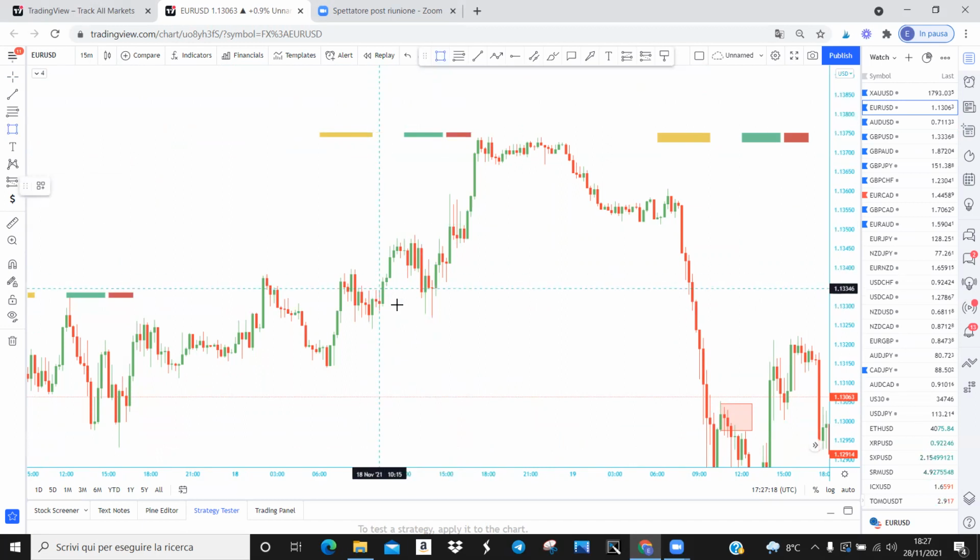Wait, lunch break order block. What happens? We manipulate it by a little bit, but we still do manipulate it, okay? And we go to a lower level that was created during London. During London, we had this area, okay? Which is the same in this case, but just to show you that if you just take this order block, you can hit your stop loss.